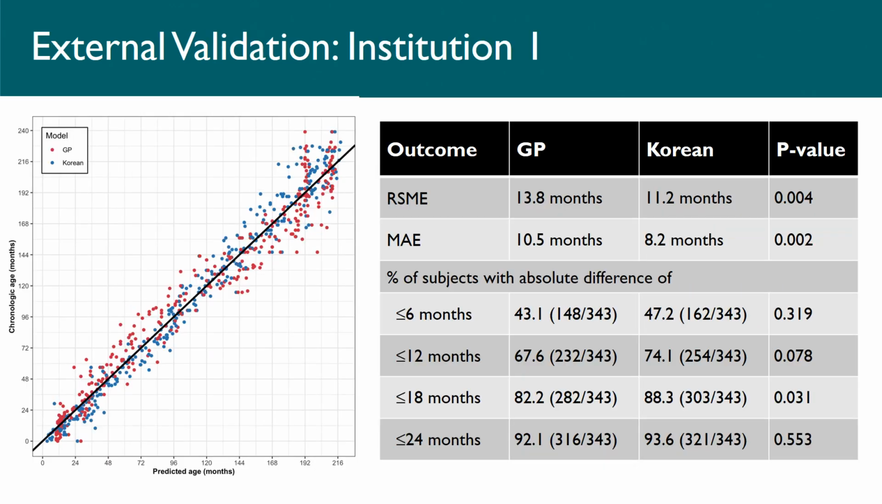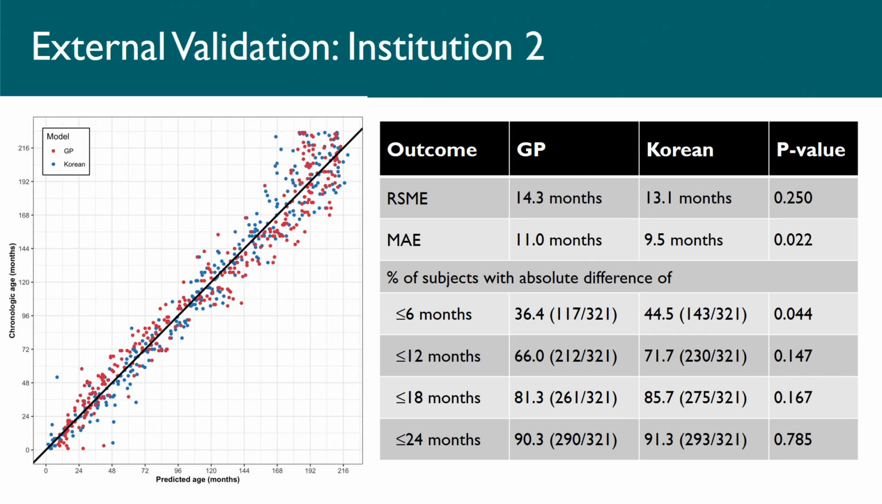These are the results of external validation using the Institution 1 dataset. As you can see, the bone age predictions from the Korean model, which are represented in blue, tend to be closer to chronological age than those of the GP model overall. And furthermore, both RMSE and MAE were significantly lower in the Korean model, and the proportion of cases where the difference between bone age and chronological age was within 18 months was higher in the Korean model.